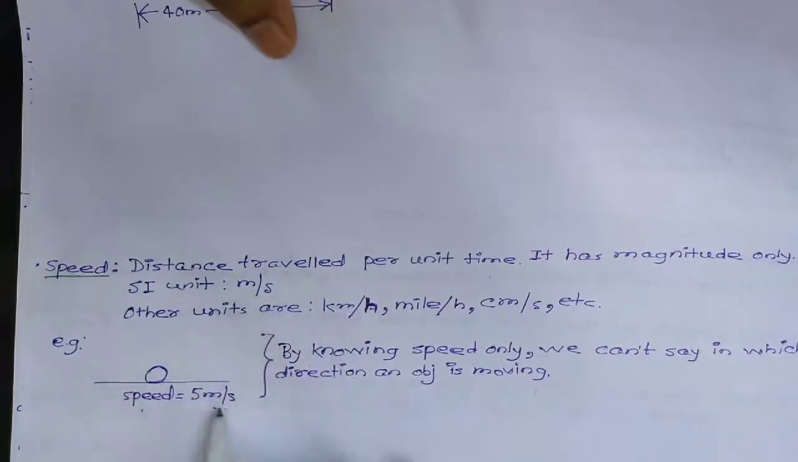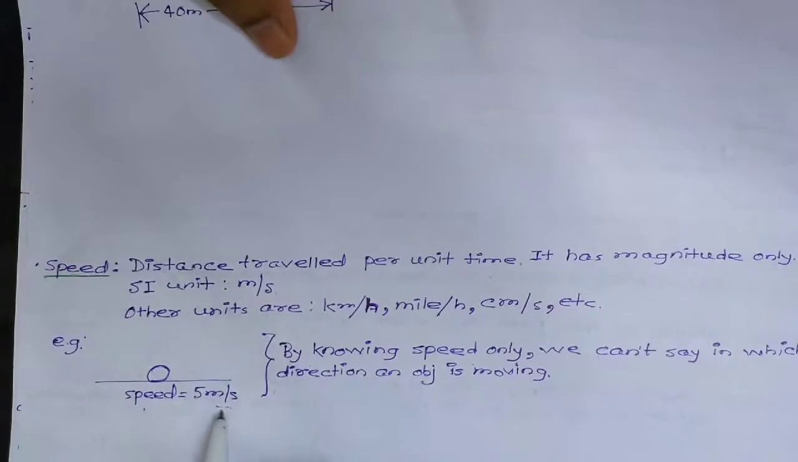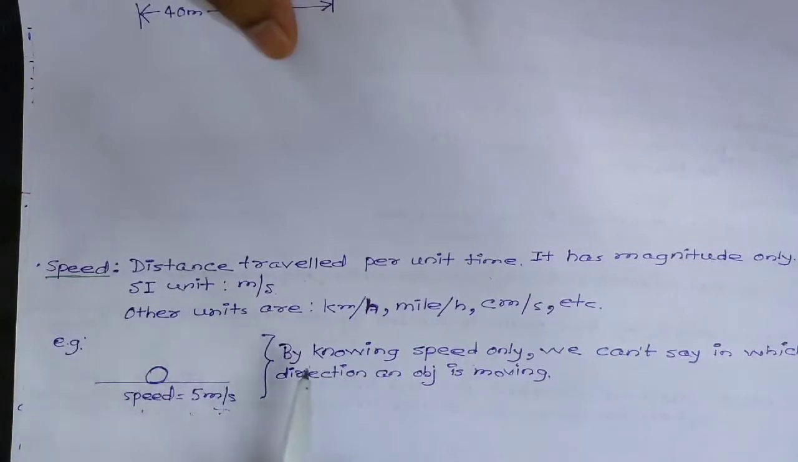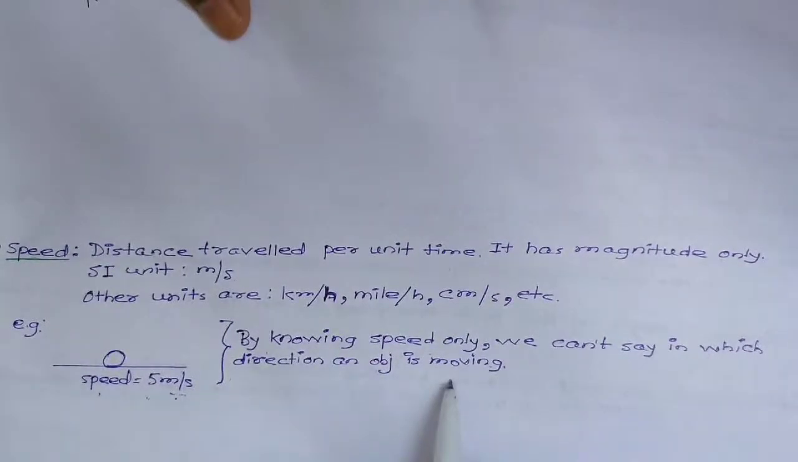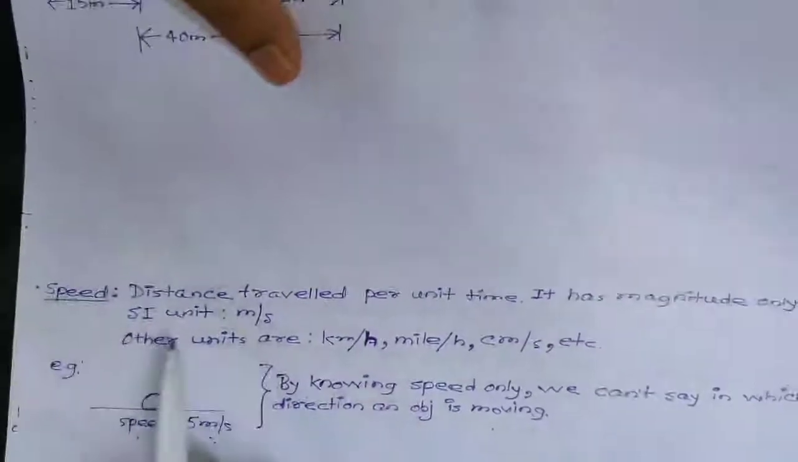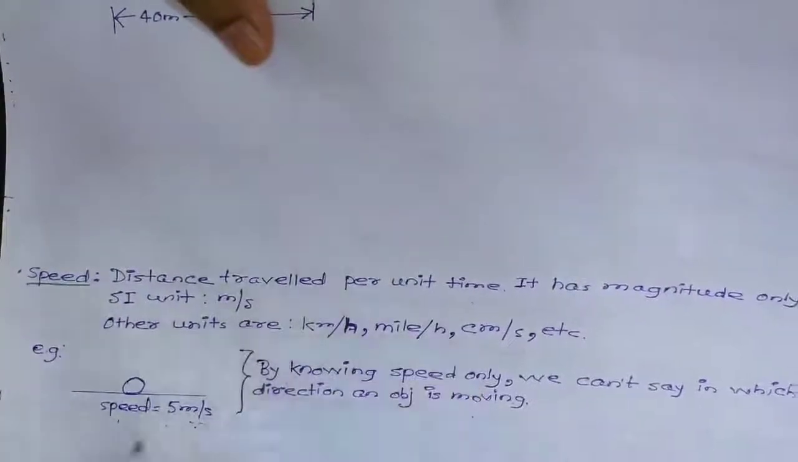So by knowing this, if I ask you in which direction the object is moving, can you tell me? You can't tell me, because speed simply denotes the magnitude. Okay, it doesn't talk about direction of movement. Yeah, so this is what I have written. By knowing speed only, we can't say in which direction an object is moving. Okay, so speed is just a magnitude, just keep in mind.